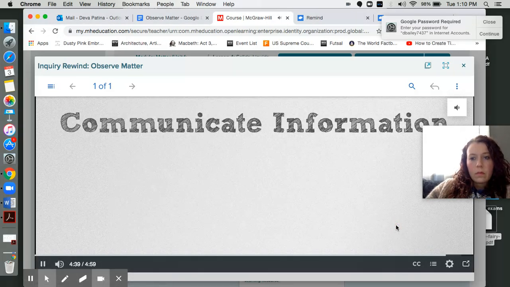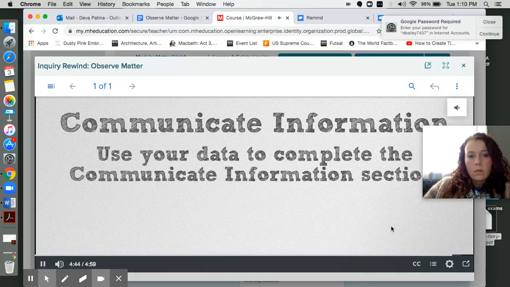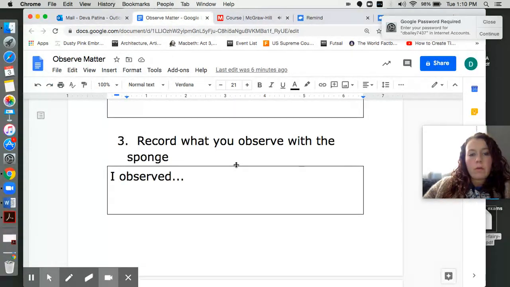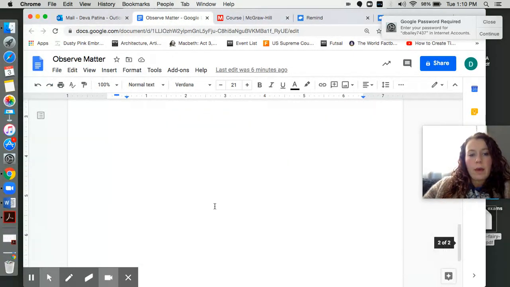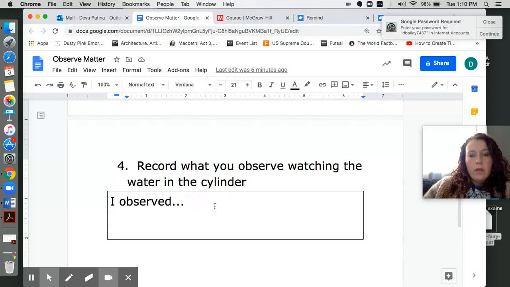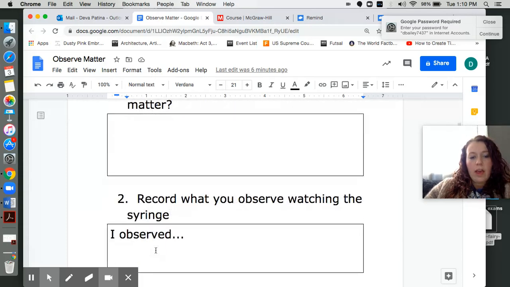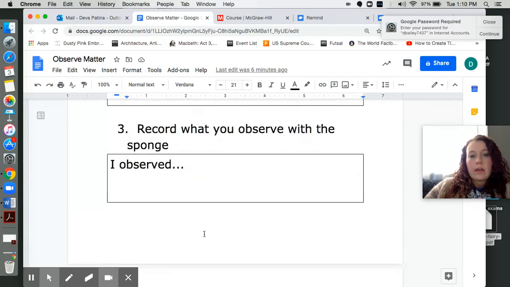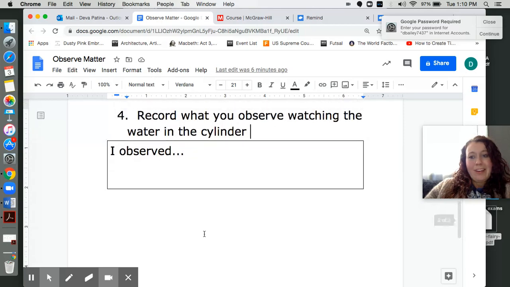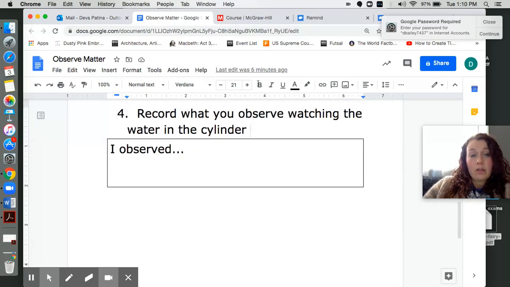Now that you've finished gathering information, take some time to communicate your findings. Use your data to complete the questions. All right, so now I want you on the last question to observe what you noticed with the water in the cylinder. What did you observe about the shape of the water and the liquid? So this is our gas stage, our solid stage, and then our liquid stage. And you can notice how different they are with how they change shape.